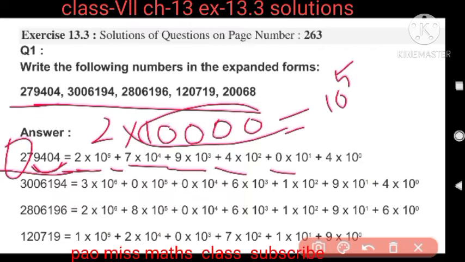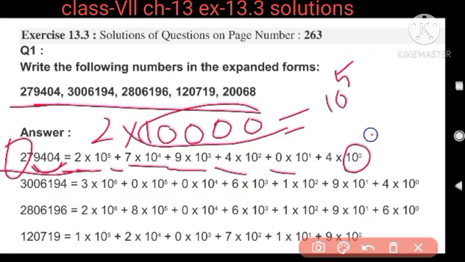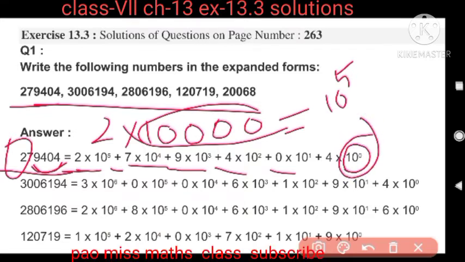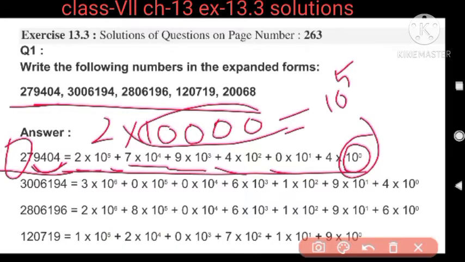Then again plus 4 multiply with what? After 4 there is no digit, isn't it? After 4 there is no digit. That means we have to write 10 to the power 0, because there is no digit. So in this way you have to solve. So this is very simple. Hope you have understood. Now the next one I will explain again.